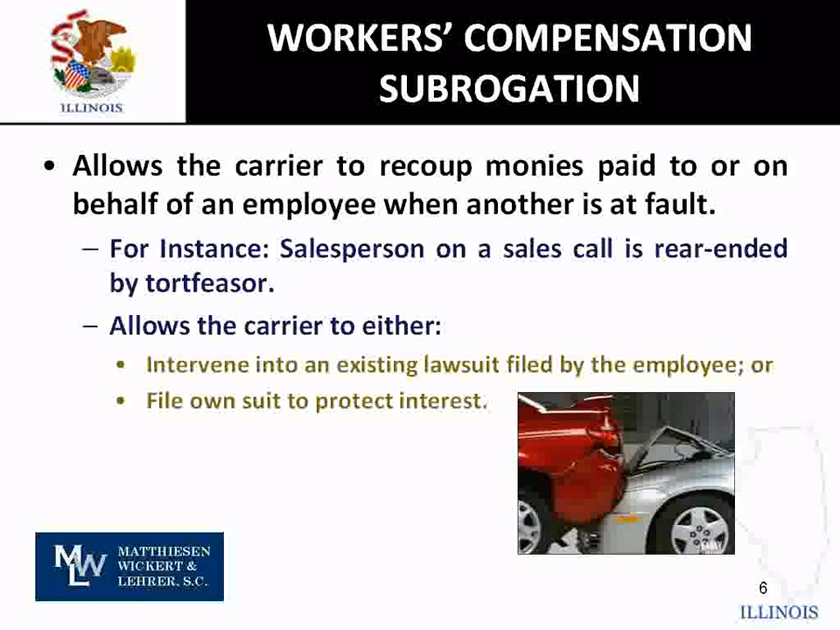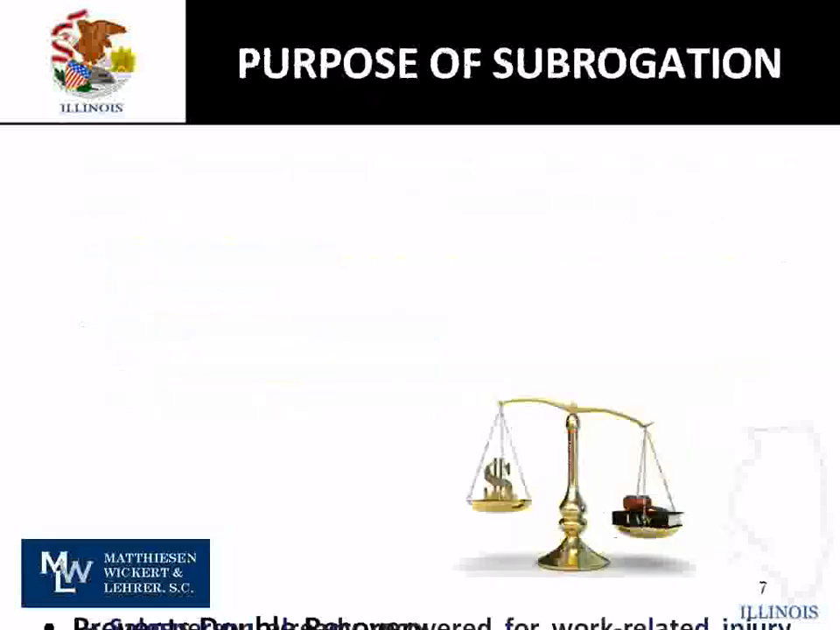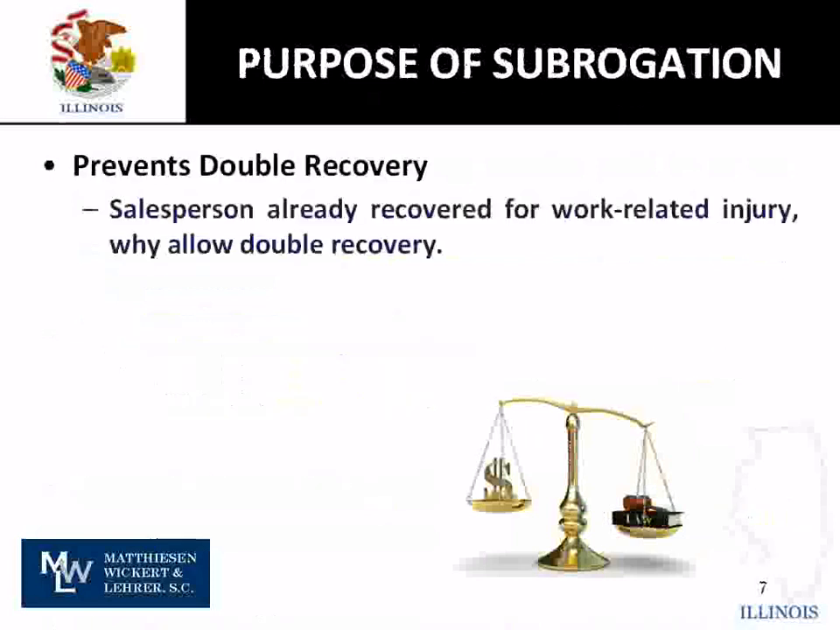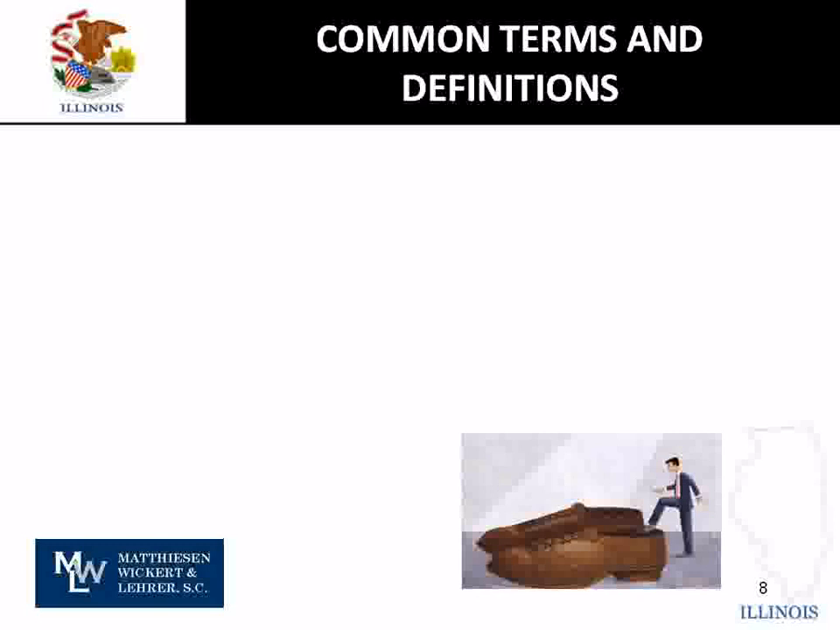The purpose of subrogation is to prevent double recovery. As we all know, the law disfavors situations where a person is allowed to collect twice for the same injury. The other underlying purpose of subrogation is to place the burden on the tortfeasor. The law favors this type of situation where we place the burden on, in this case, the negligent driver. Now that we have the underlying issues defined, I'm going to let Heath continue and tell you about common terms and definitions, in order to get you all caught up on what we're talking about.